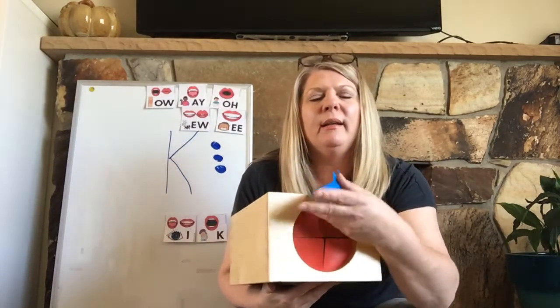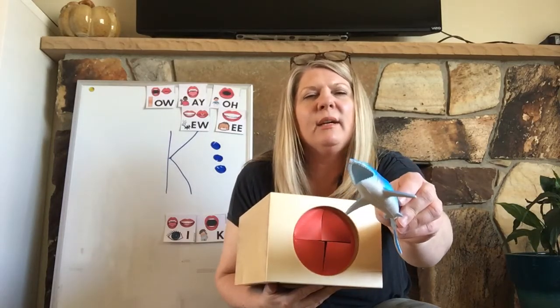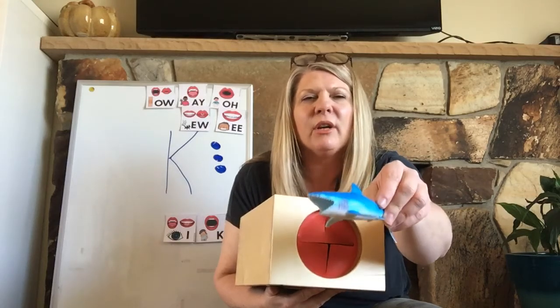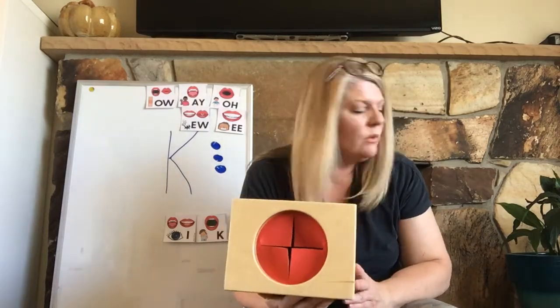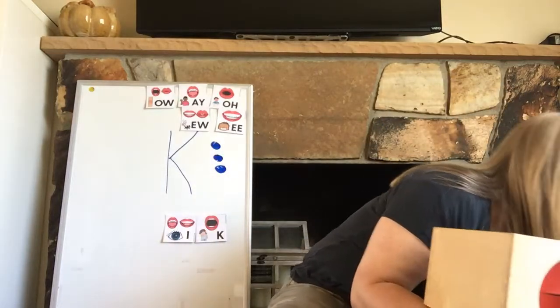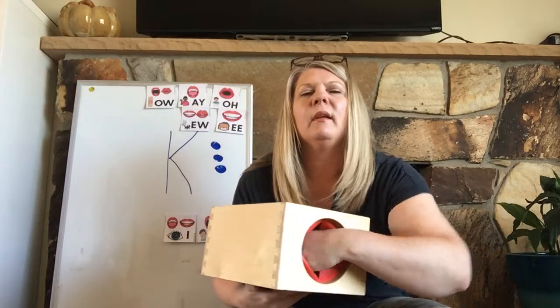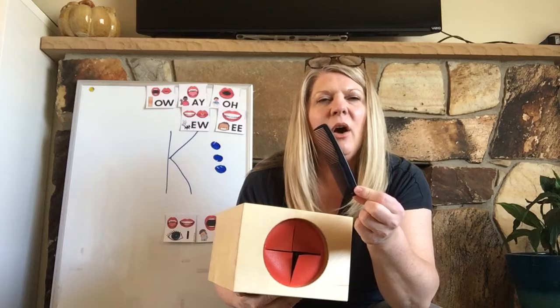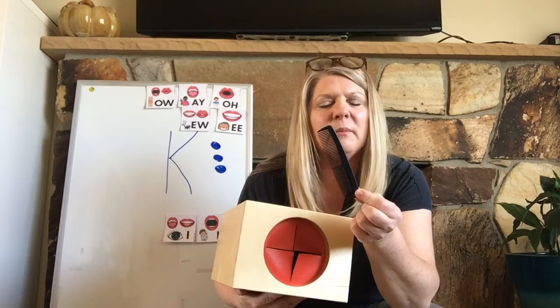Okay. What is it? It was in our story. That's right, a shark. Shark has our k sound at the end. Okay, we're gonna do one more. It's a comb. A comb has a k sound at the front. Comb.